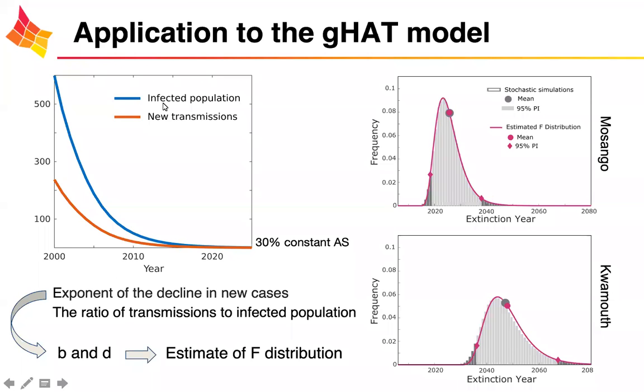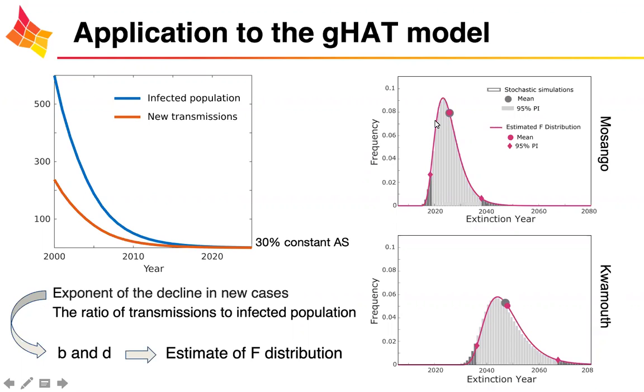So from the solutions, we can plot the number of infected people and, for example, new transmission as a function of time, and the ratio between new transmission and infected population will give us the birth rate, and the exponent of these plots on a logarithmic scale would give us B minus D. So we can calculate B and D from ODE solutions.